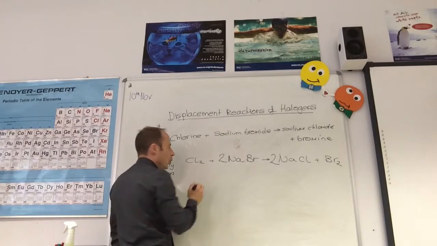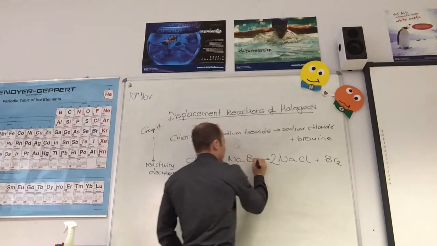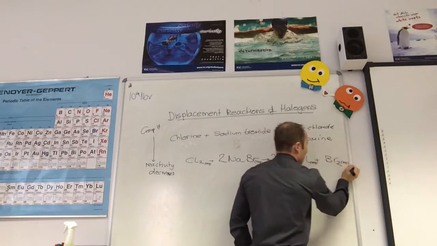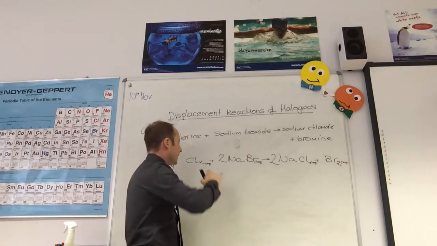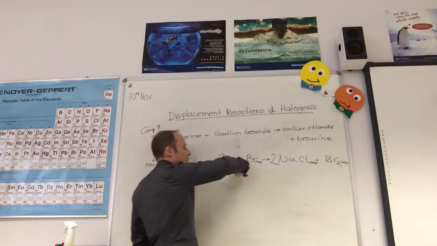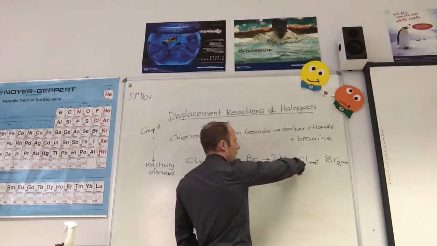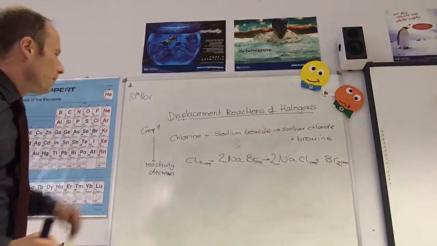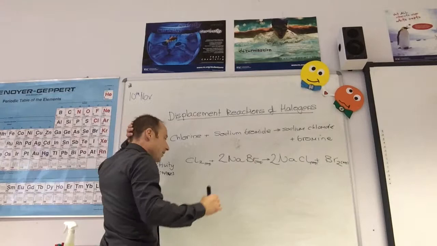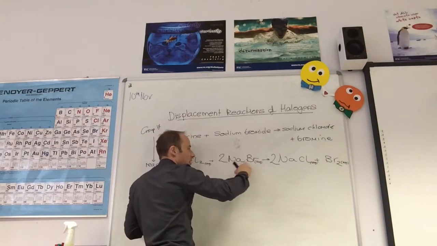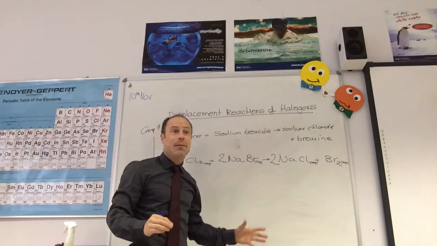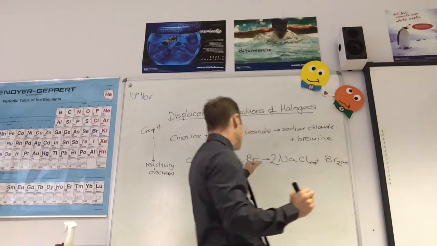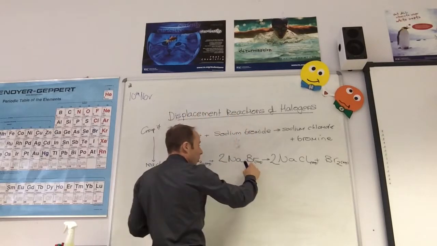Now we generally do this in water, so I'm going to put aqueous next to each of those. So I take chlorine water, react it with sodium bromide dissolved in water, and I make sodium chloride and bromine. So if you think about it, sodium and bromine are nicely bonded together, happily bonded together. Along comes chlorine, he's more reactive, and he kicks bromine out. He says, I want to become a chloride ion.